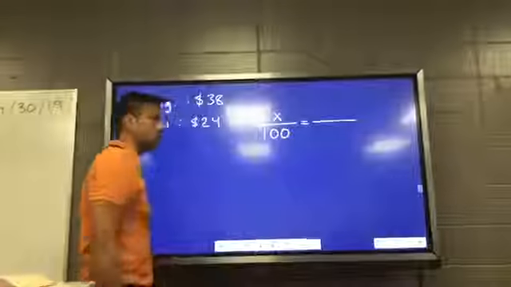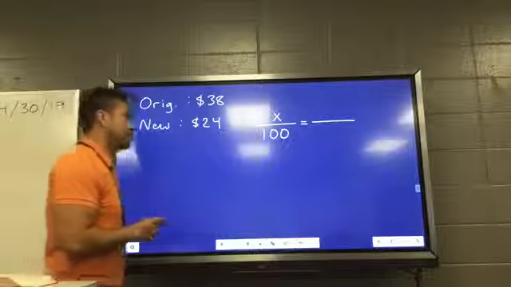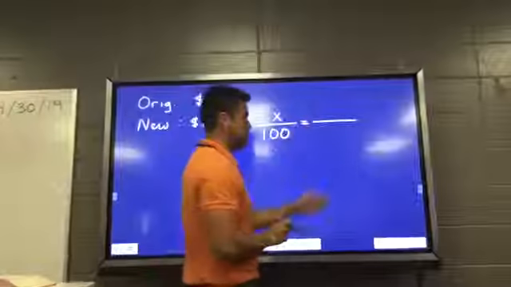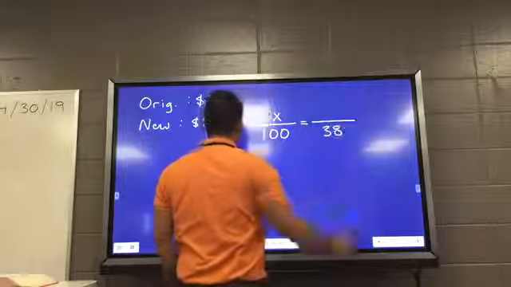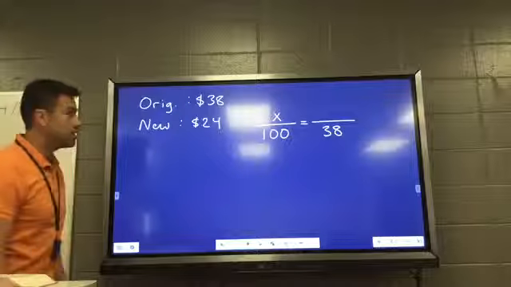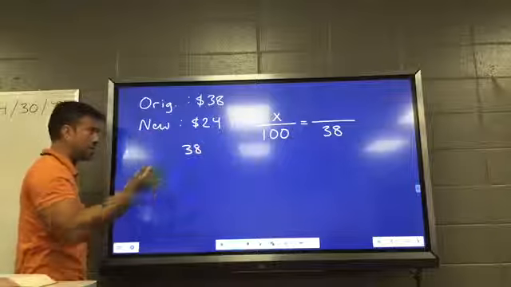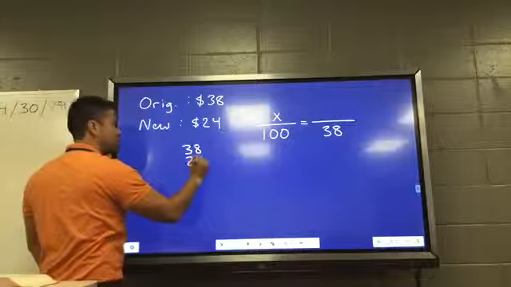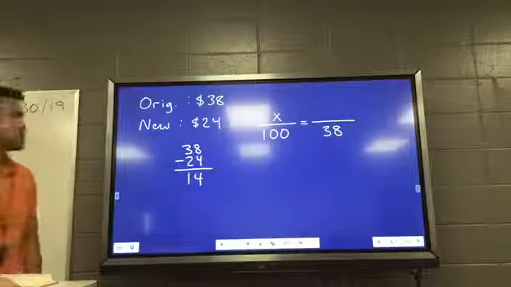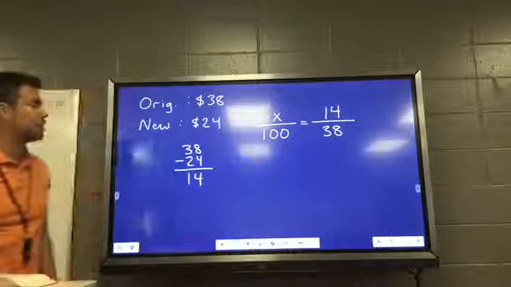But I know it's something over 100. I know that. What was the original amount? 38 goes where? Top or bottom of the next ratio? Goes on the bottom. The original amount goes on the bottom. And then, what was the amount of change? So how much did this change? What you do is, you take the bigger number, it doesn't matter which one's bigger, and you subtract the smaller number, and you should get 14, right? So the amount of change is 14.